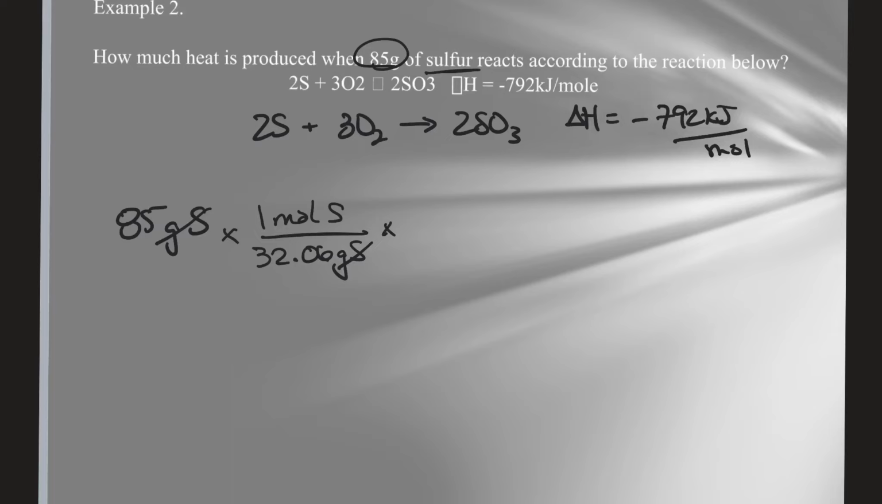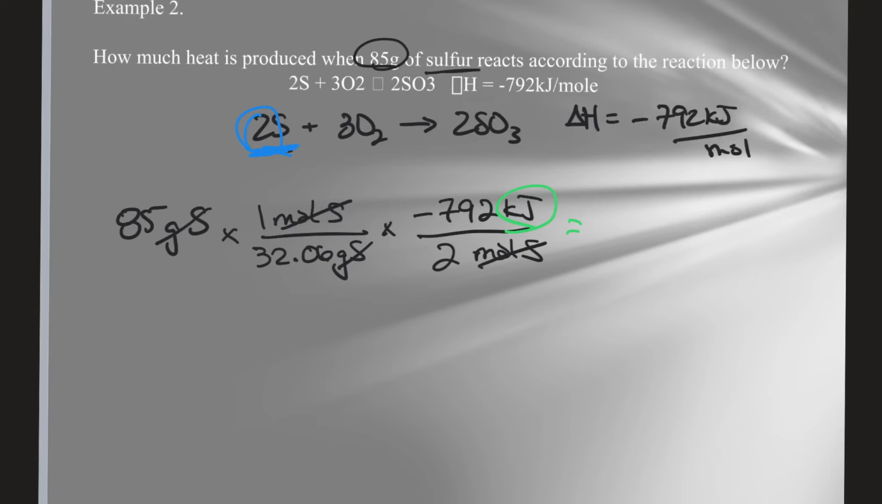Now that this is in moles, we can figure out how much energy is produced based off the mole ratio of the equation. We know that overall you'll create negative 792 kilojoules, but how many moles of sulfur are we talking about? Let's look at the chemical equation here. We have 2 moles of sulfur, so that's what I'm going to put down here. It's whatever that coefficient is. That will cancel out your moles, and all you're left with is kilojoules, which is exactly what we want.